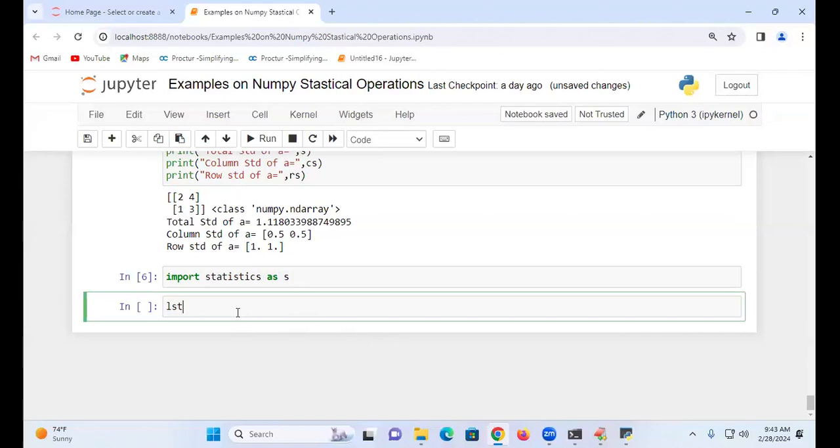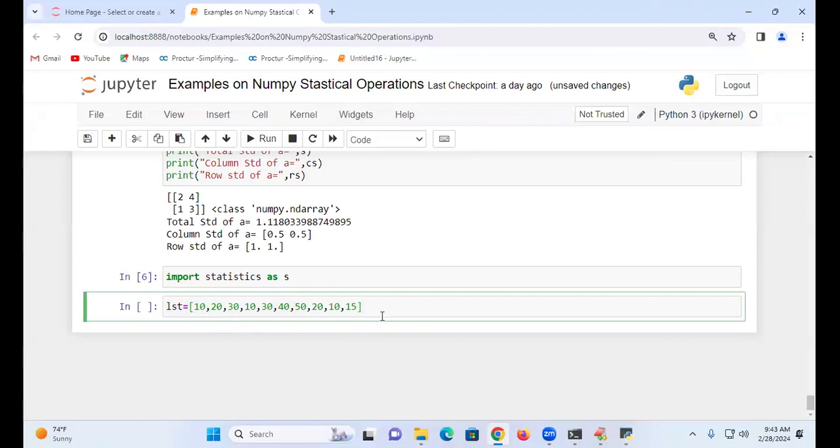Look at students. LST is equal to 10, 20, 30, 10, 20, 30 and 40, 50 and then 20 and then 10 and some 15. This is the data I am having. Mode means what? Frequently repeated element is called mode. Frequently repeated element is called what? Mode. Are you able to follow?